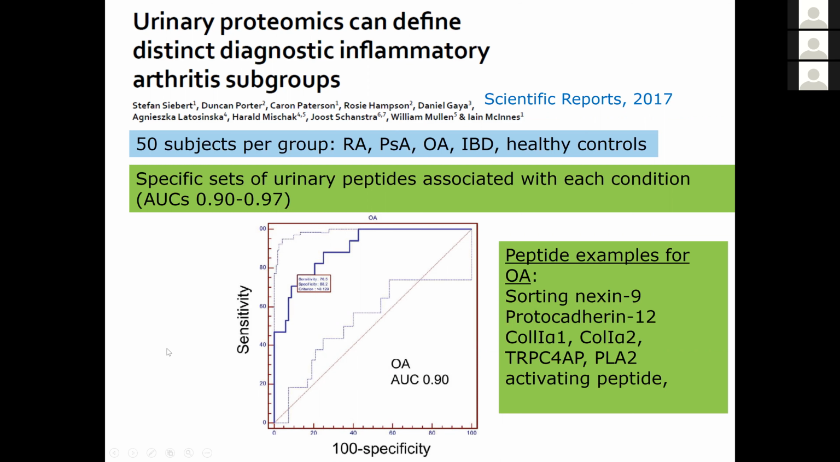And not that we need urinary proteomics to tell us who's got OA versus RA. That's not the point here. But it's that there may be a set of peptides that are more important in OA that could then be looked at further within an OA group.